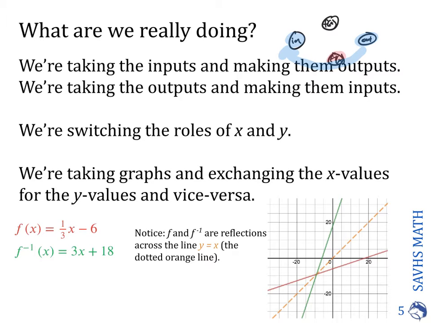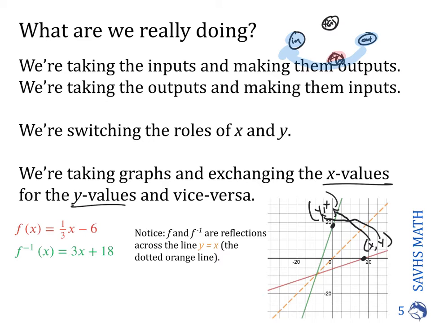So if we think about what we're doing on the graphs, we're exchanging the x values for the y values and the y values for the x values. So any spot on the graph is x, y. But this point right here is almost like the point y, x. So this is a little bit weird, but what I'm saying is we're taking the x values and putting them in where the y values usually are, and taking the y values and putting them in where the x values usually are.